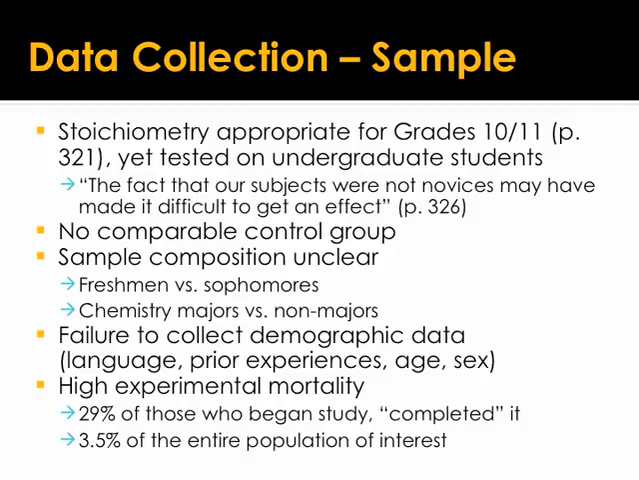The sample composition was unclear, so they mentioned how both freshmen and sophomores, as well as chemistry majors and non-majors, were included in the sample, but it was unclear how they were distributed within the various conditions. There's a failure to collect demographic data, as mentioned earlier, so things like language, prior experiences, age, and sex. And finally, there was a high experimental mortality, so basically the dropout rate was quite high. 29% of those who began the study actually completed it, and that represented 3.5% of the entire population of interest.